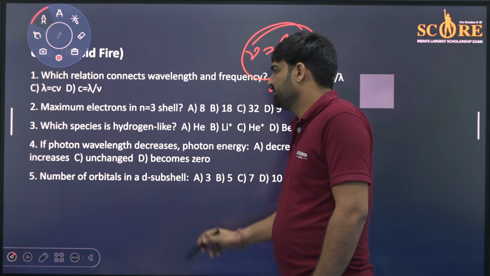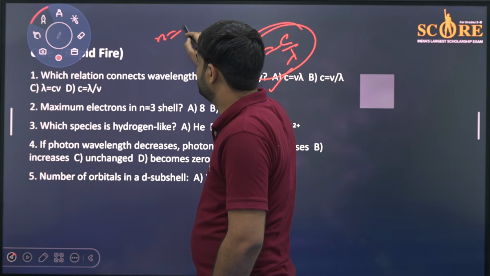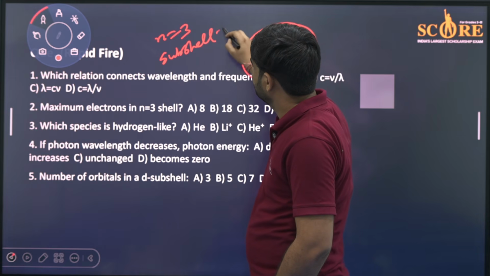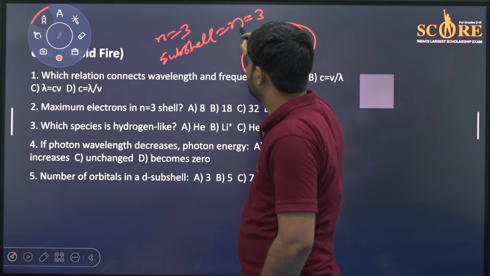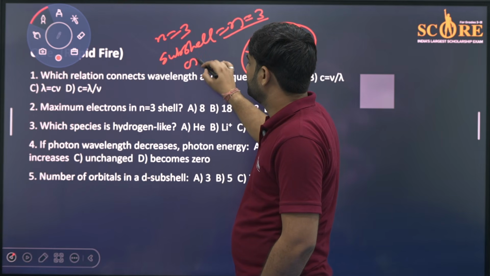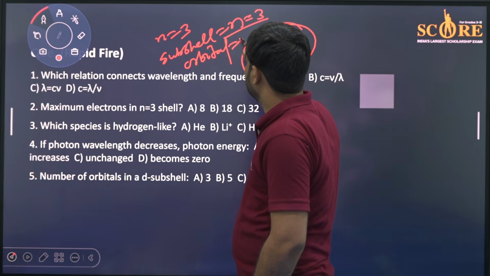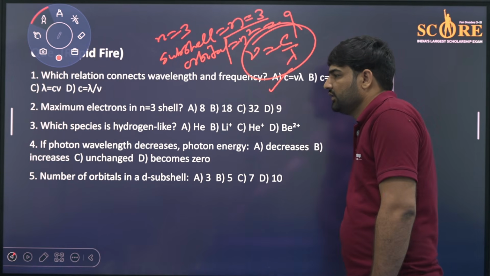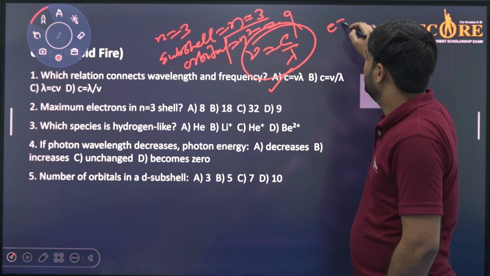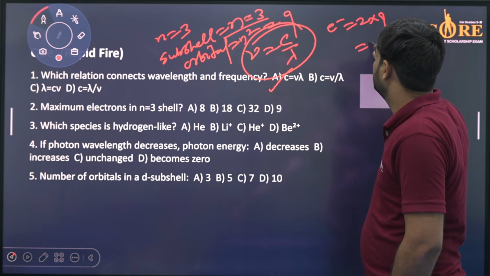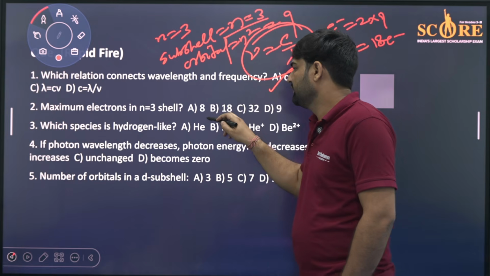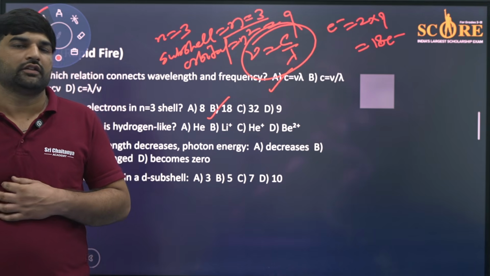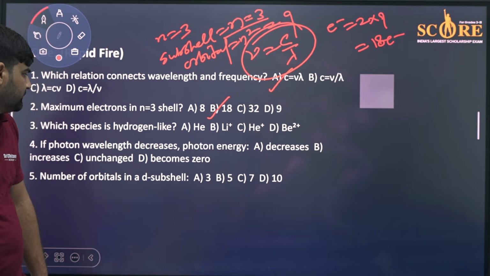Maximum electrons in n equals 3. So you know n equals 3, then the number of subshells is also 3. And the number of orbitals is n square. This will be 9. And the number of electrons will be 2 multiplied by 9, that is 18 electrons, because an orbital can accommodate a maximum of 2 electrons with opposite spin.